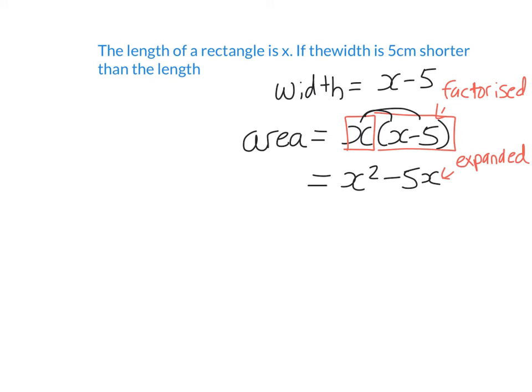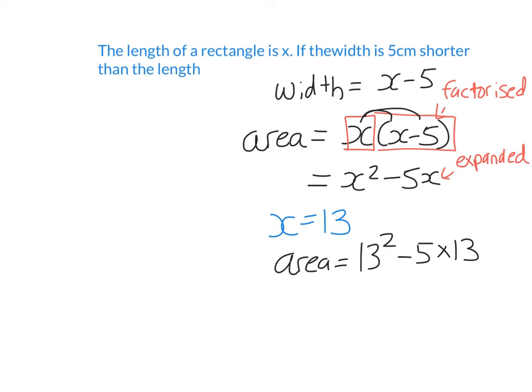So if x were, say, equal to 13, then that would mean that the area would just be x squared, 13 squared, minus 5 times x, which is 13. And of course, I just get 104 centimeters squared, okay? So the distributive law can help us with some area problems. Let's look at another type of area problem where the distributive law would help us.